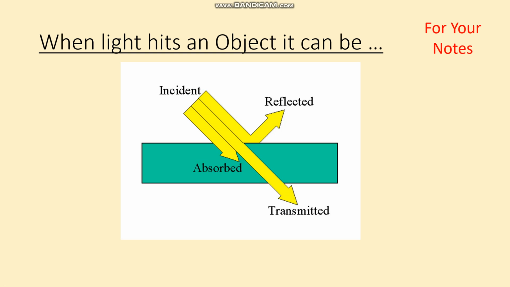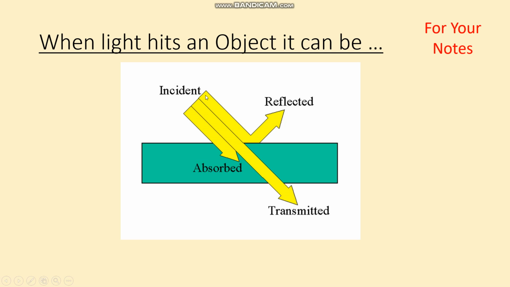Again, this slide needs to be printed off or copied into your notes, and it describes what happens when light falls upon an object. So this yellow ray here represents our beam of light. The turquoise block here represents our material. So you can see that one of 3 things can happen. The light can either pass straight through, and we say that it's been transmitted. The opposite of transmitted is to be absorbed, whereby no light gets through at all.